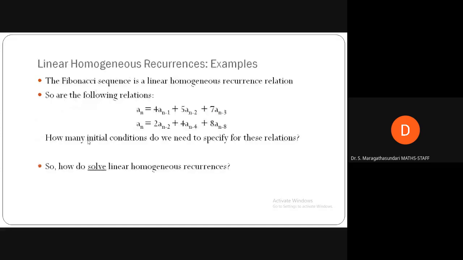Next, linear homogeneous recurrences. Some examples we shall see here. The Fibonacci sequence is a linear homogeneous recurrence relation. It is a well-known sequence. So the following relations: a_n = 4a_{n-1} + 5a_{n-2} + 7a_{n-3}. And one more: a_n = a_{n-2} + 4a_{n-4} + 8a_{n-3}.